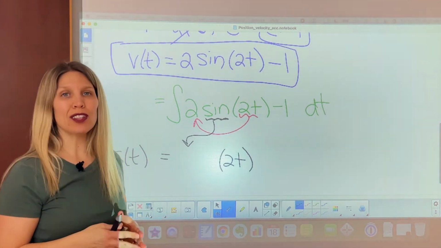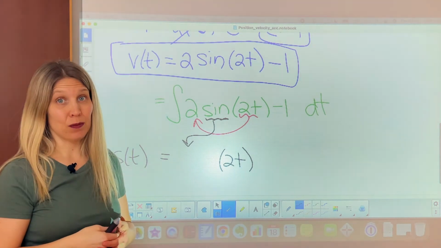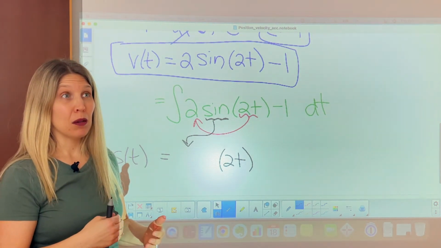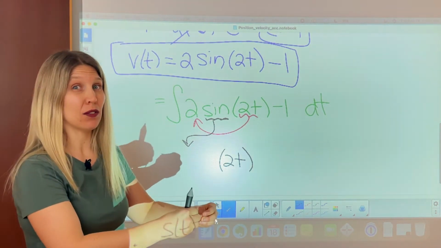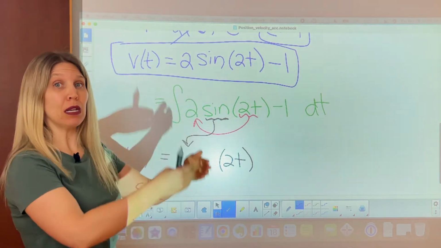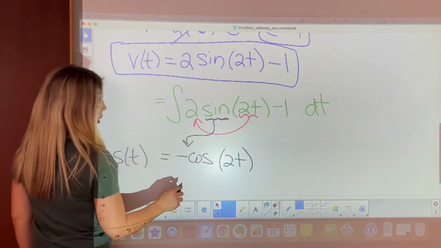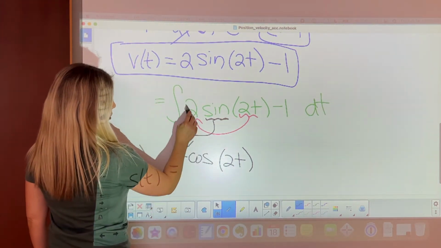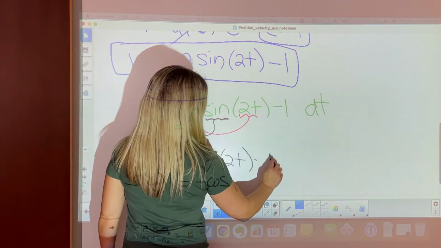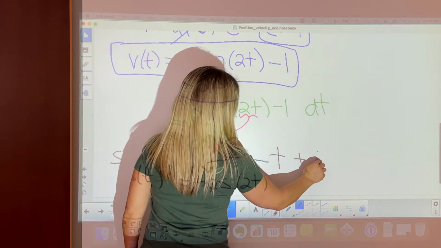So what did you take the derivative of to get sine? Well, it's cosine, but the derivative of cosine is negative sine. And since we have a positive, that means our original has to be negative. So this would be negative cosine. We left the inside piece, derivative did not show up. Now we have to integrate this 1. That'll be a t plus C.